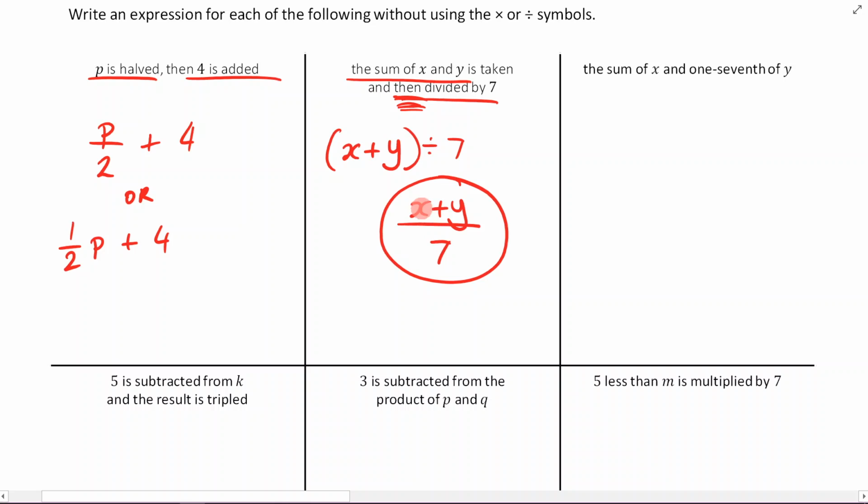When you write it in this form, you don't need the brackets. You don't need to put brackets here. You can if you want to, but they're not necessary. That's your answer.